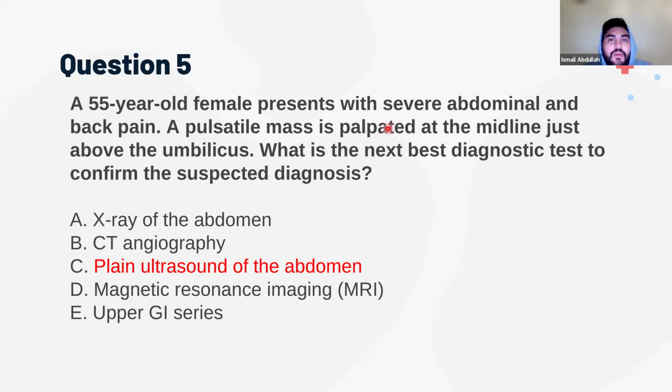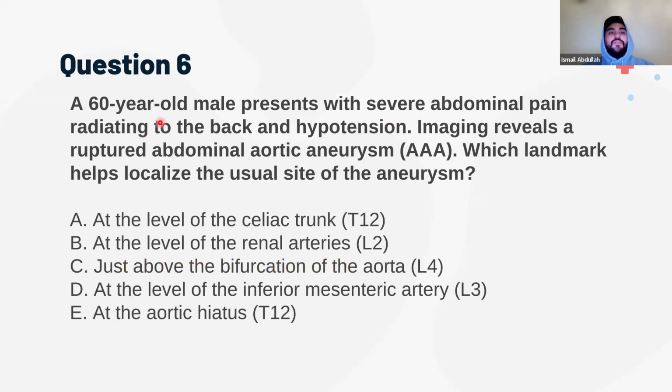Okay, let's move on. So this is a 60-year-old male, presents with severe abdominal pain radiating to the back and hypotension. Imaging reveals a ruptured abdominal aortic aneurysm. Which landmark would help localize the usual site of the aneurysm?